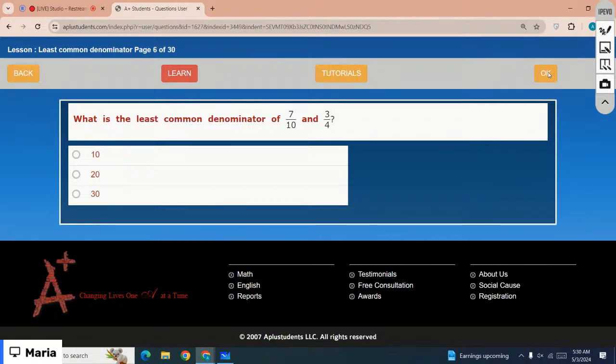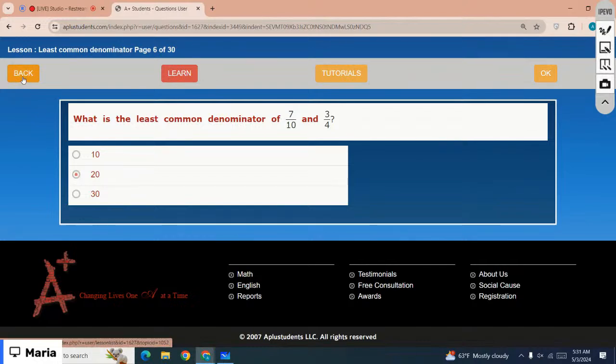What is the least common denominator of 7 over 10 and 3 over 4? Which is the correct option? The correct option is 20.